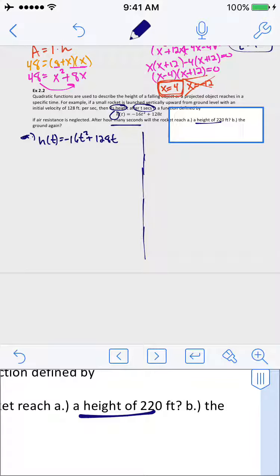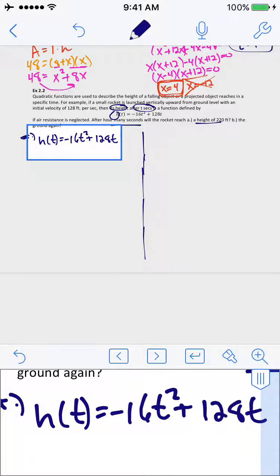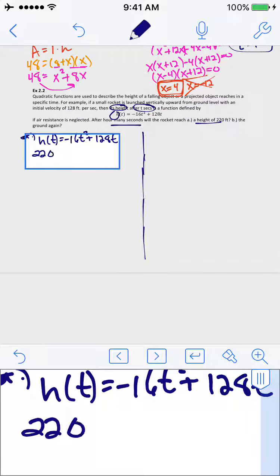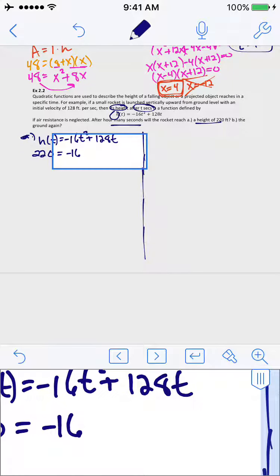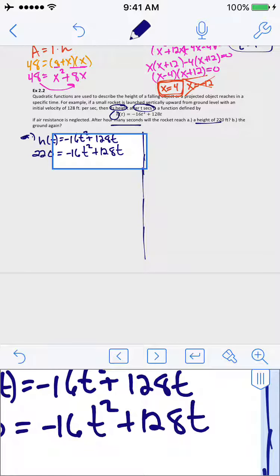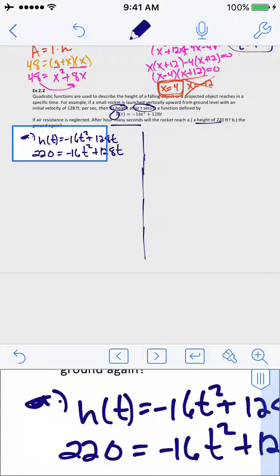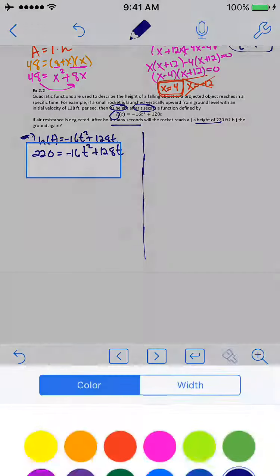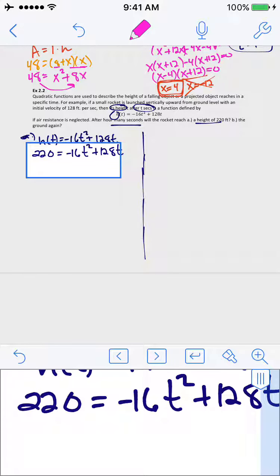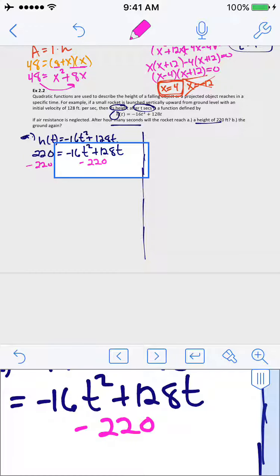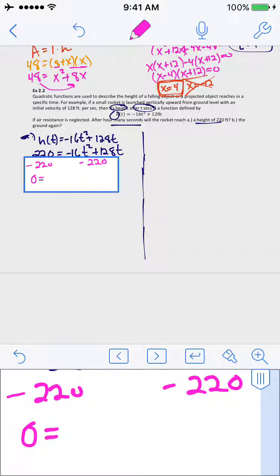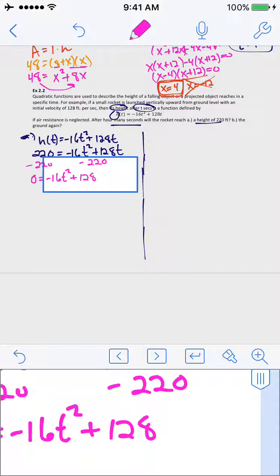So the height is not the mysterious part. That part is 220. So this entire h of t is now equal to 220. The t part is the part we don't know. We don't know what t, when we plug in, will give us 220, right? We don't know that. But we can solve for it. There, we've translated. So now let's solve. Subtract 220 from both sides. We end up getting 0 is equal to negative 16t squared plus 128t minus 220.